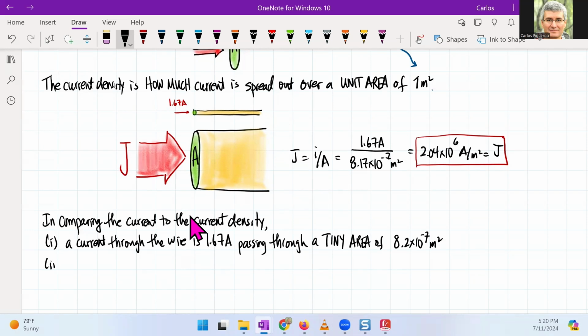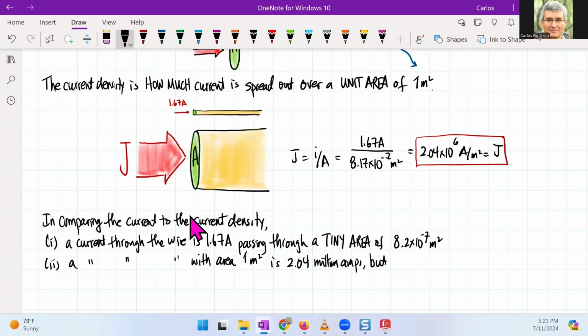On the other hand, a current through a wire with area 1 meter squared is 2.04 million amps. But it's still the same number. This is still 1.67 amps. But now you have to talk about the whole area of that.